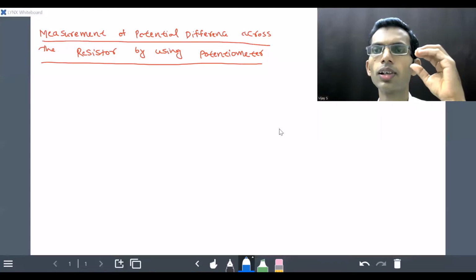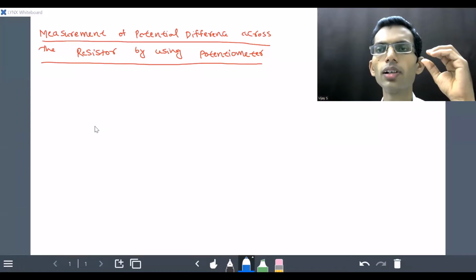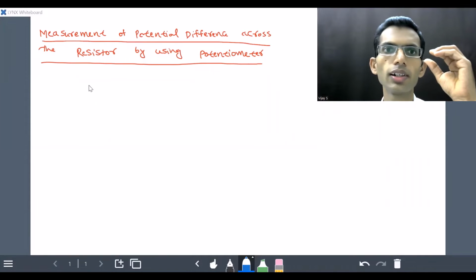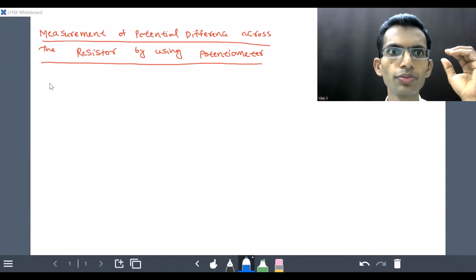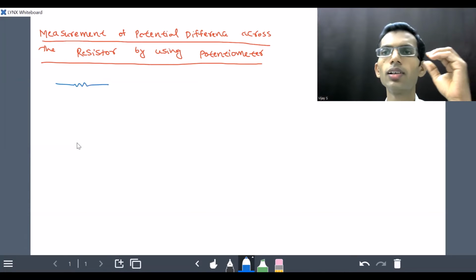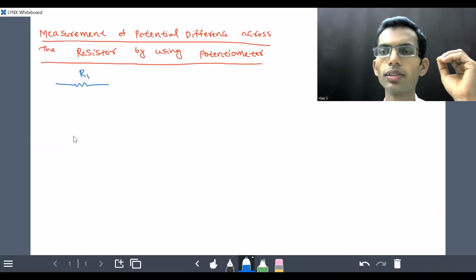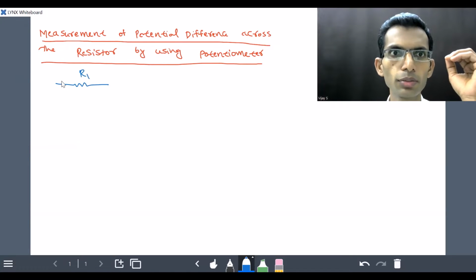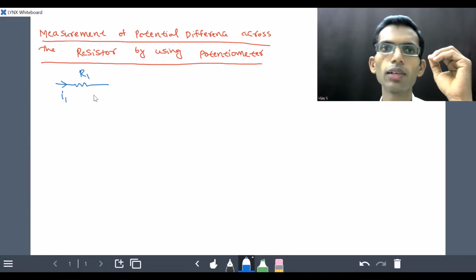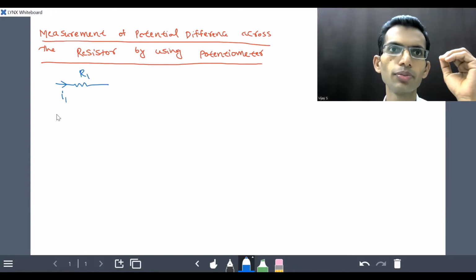Hi everyone. Today we are going to see how to measure the potential difference across the resistor by using a potentiometer. Let us say we want to measure the potential difference across the resistor like this. Let us assume that R1 is its resistance, and let us assume that I1 is the current flowing through the resistance R1.